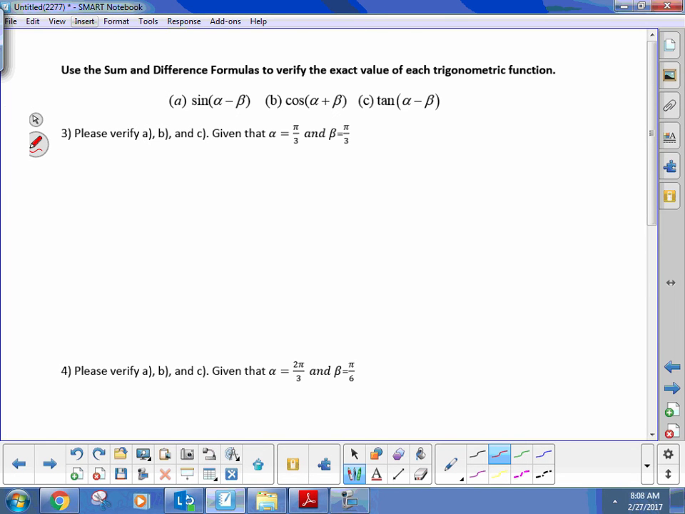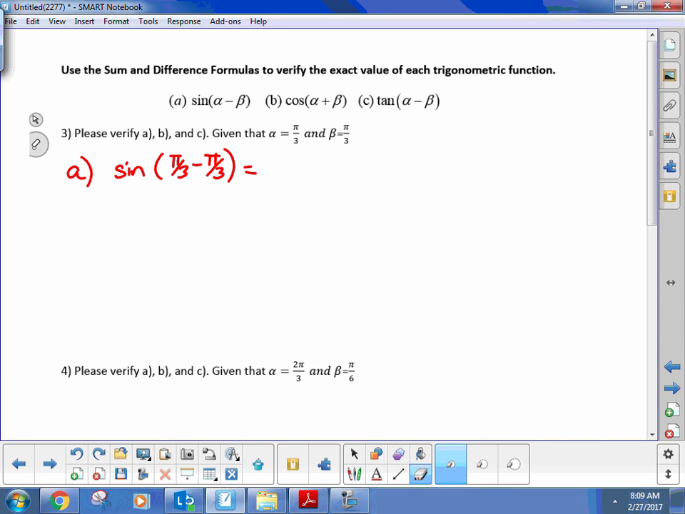Let's go ahead and start solving 3. Now with question 3, the thing that's different from the other problems is you're given the information, so they're a lot simpler. You're verifying what pi divided by 3 minus pi divided by 3 is going to be. And we've got to go ahead and start with the formula.